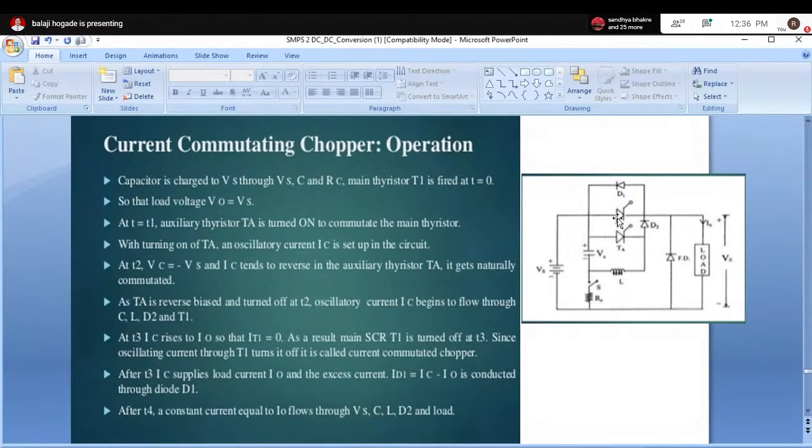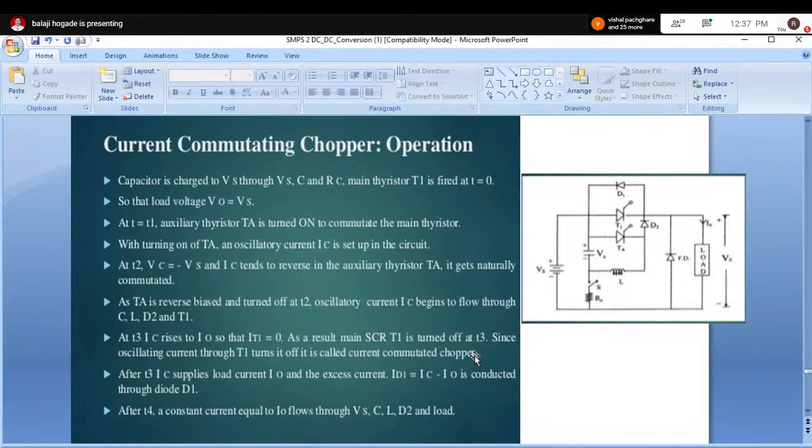The current flowing through the thyristor is less than the holding current value. Holding current value is always greater than 0. Now here the current becomes 0, that means it is less than holding current, and this thyristor T1 will be turned off. Since the oscillating current through T1 turns it off, it is called as current commutated chopper.